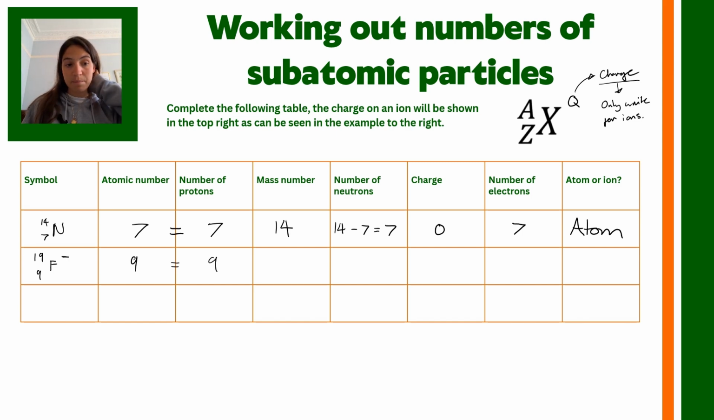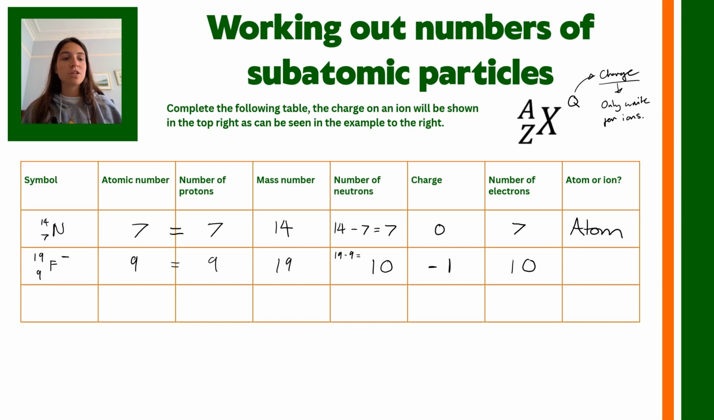So my first question is the atomic number. And again, that's easy. I just read the bottom. That's 9, and that's always equal to my number of protons. My mass number, that was the one at the top, that's 19. And my number of neutrons, remember, all I have to do, take my mass number 19 minus the number of protons, that gives me 10 neutrons.